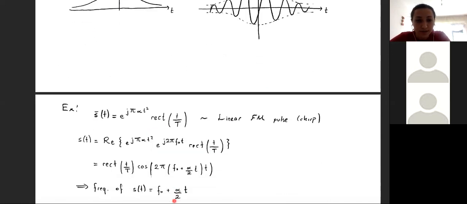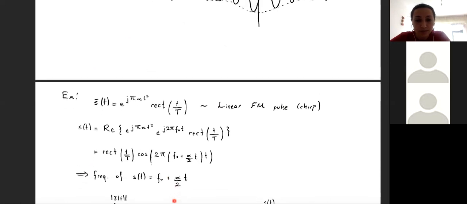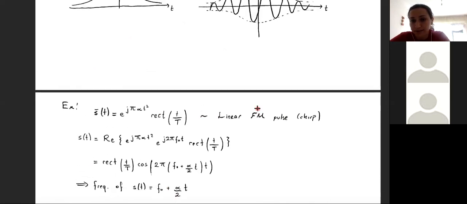Let's look at another example. Another commonly used radar pulse example is the linear FM pulse. This is also called a chirp pulse. In this one, the baseband representation is a chirp function. What was a chirp function? In the chirp function, we have a complex exponential, but its frequency varies with the square of the time variable. So we have e to the j pi t squared. Here there's also an alpha constant.